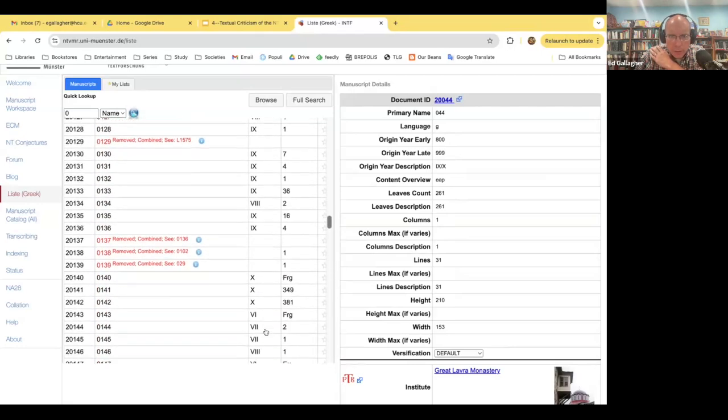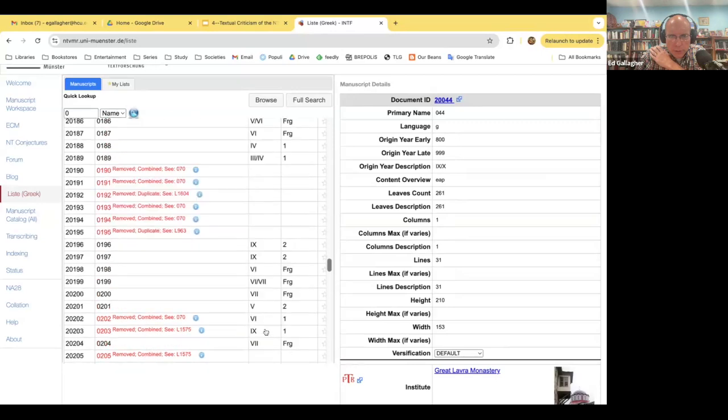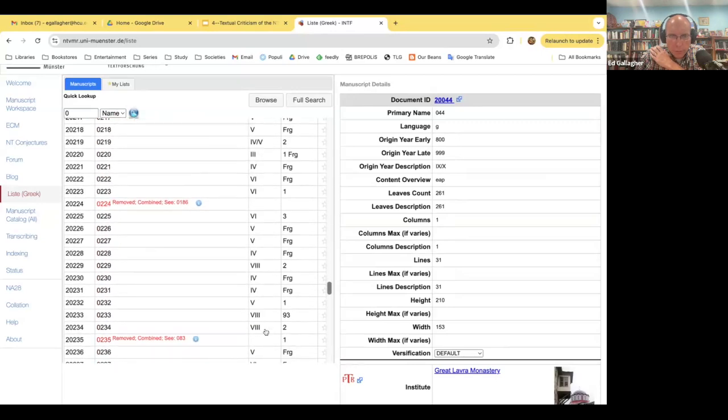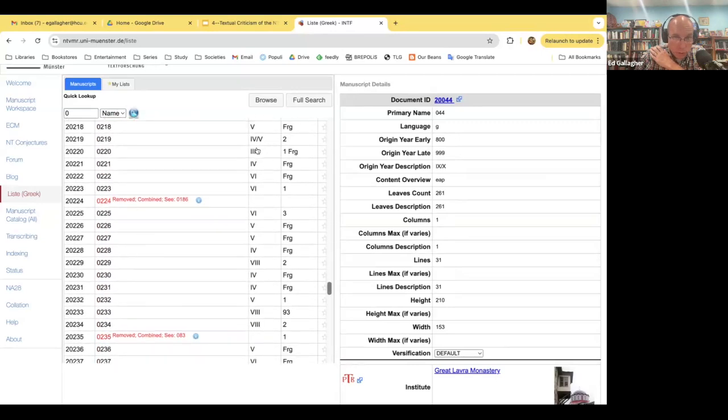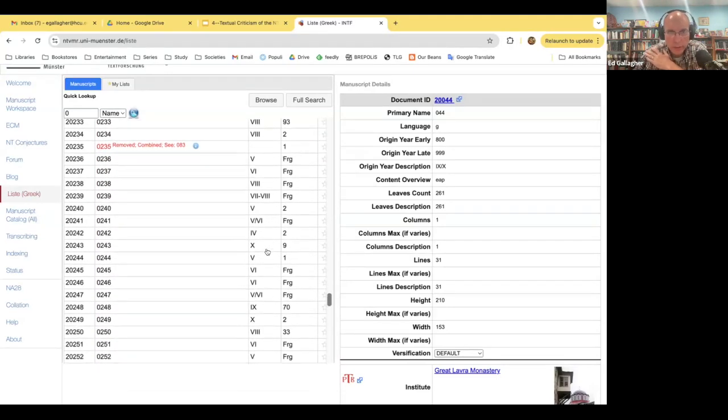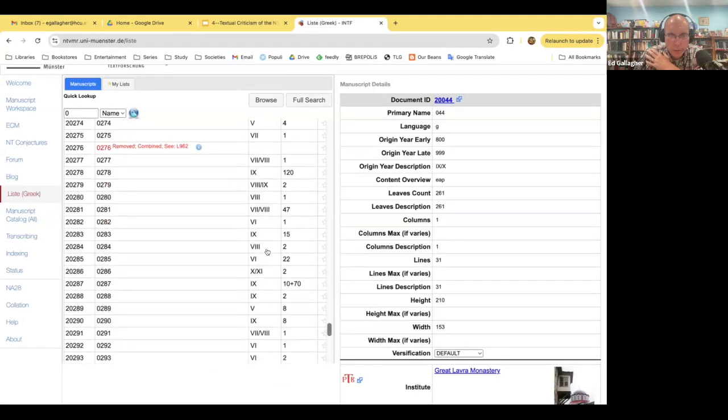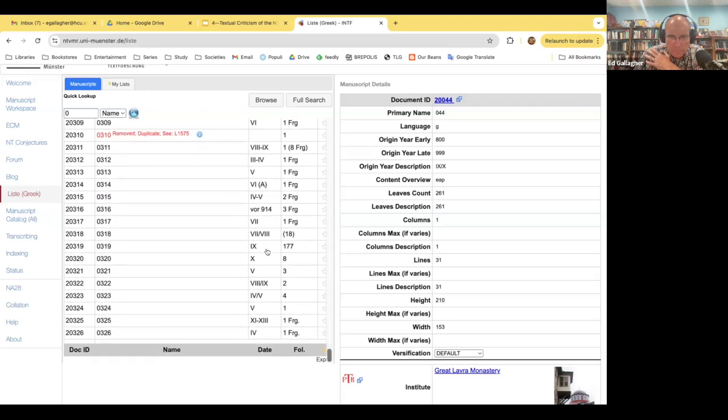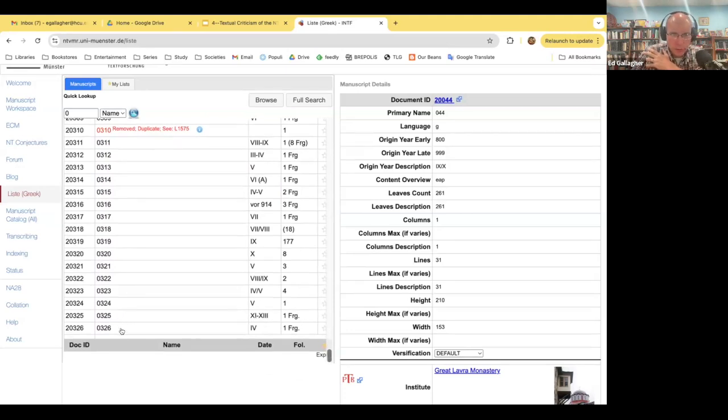But let's see. A lot of them are from the, well, 3rd, 4th, 5th, 6th century. That's usually where you're going to get them. The 8th century, there's some. And all the way down, this one, 0320, is from the 10th century. The last one cataloged is 0326 from the 4th century.